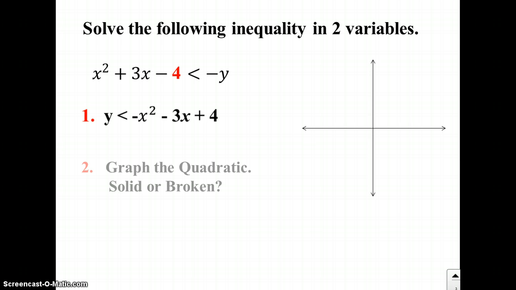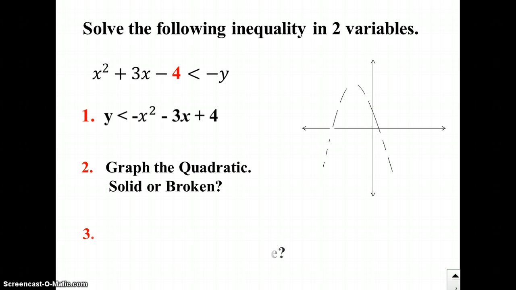Step 2, we're going to graph the quadratic. So graph the function y equals -x squared minus 3x plus 4. And it looks something like that. And then we're going to decide whether the line should be broken or solid, seeing as how it's a less than symbol. The curve is not part of the solution, so it should be a broken curve. All right, so we should break this curve up.